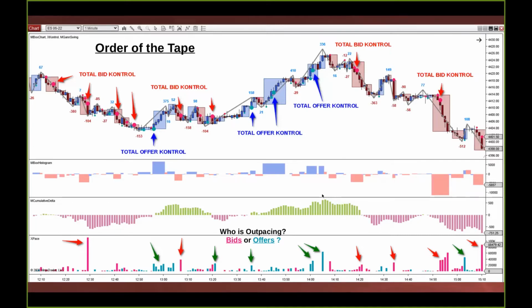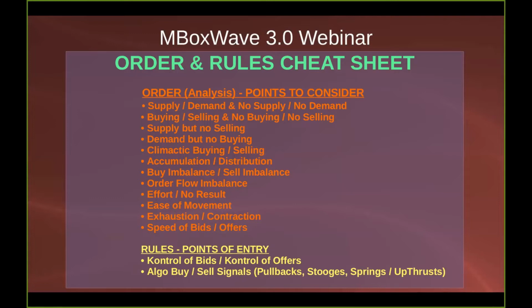MBox histogram is not volume. I already said in the previous slide, it represents buying and selling. It's not pure volume. MBox Precision Delta is a complex algorithm that uses different factors to define the 5D order flow structure that I'm talking about. All right, let's get to the rules. Like I said, trading, like marriage, requires order, structure, order, and rules. Now we're getting to the rules.